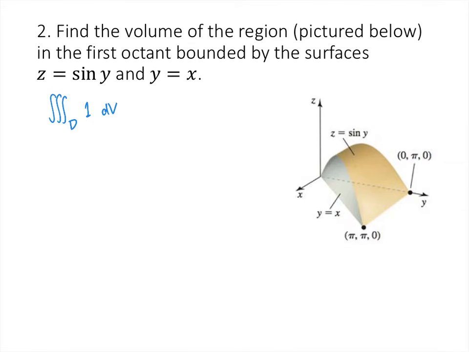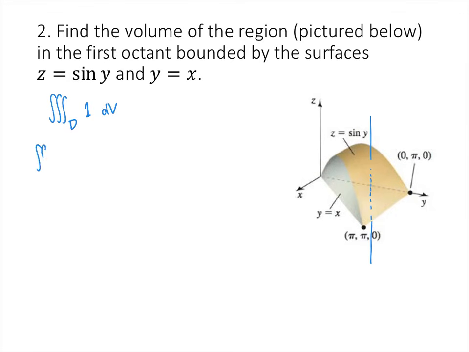Now, when we think about slicing this region vertically, in other words, from the z direction, the surface z equals sine y is going to be on the top, and the xy plane is going to be on the bottom, and that's consistent for the entire solid. We can see that from the picture. So that means that we can just slice with respect to z first.